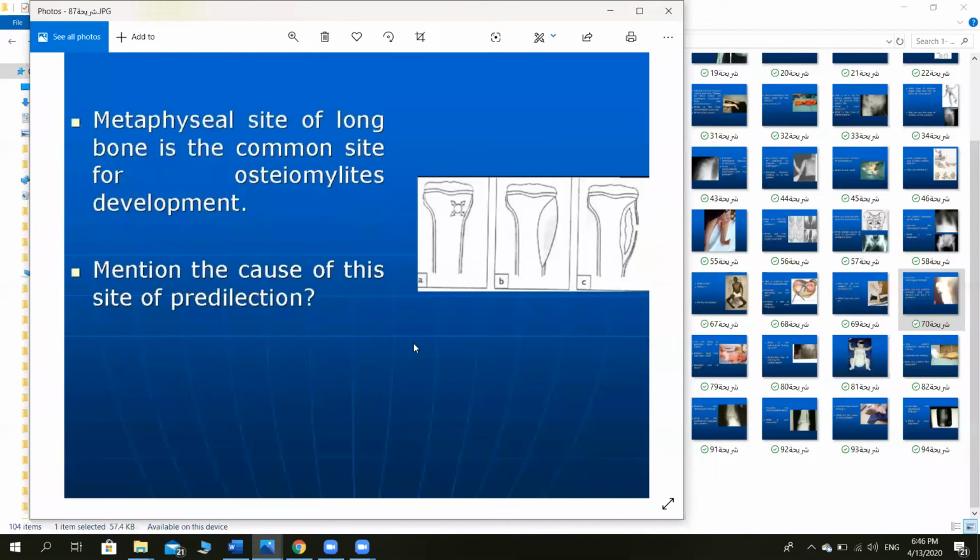This is a picture of the pathology of osteomyelitis. It starts in the metaphysis, then an abscess forms under the periosteum, and the periosteum is penetrated by the pus, which extends to the soft tissue and even penetrates the skin to form a sinus.